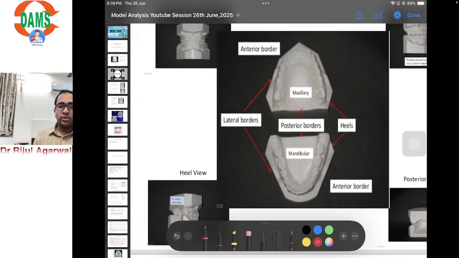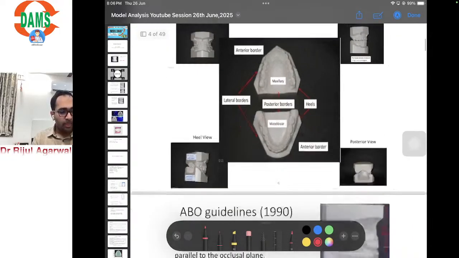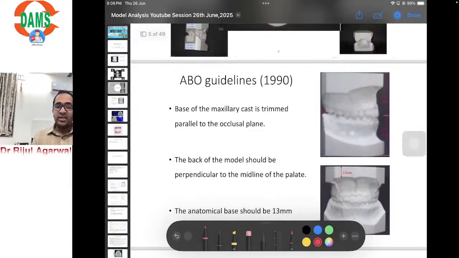So what are the portions? There is the maxillary and the mandibular cast. It has a posterior border, an anterior border, and a lateral border. As I said, in orthodontics there are certain guidelines to make the study model. You cannot just take an impression, pour it, and be done with it. It should be properly finished and polished, and it should have proper dimensions. So what are the guidelines? These guidelines were given by the ABO, the American Board of Orthodontics, in the year 1990, and they are the ones followed till date.